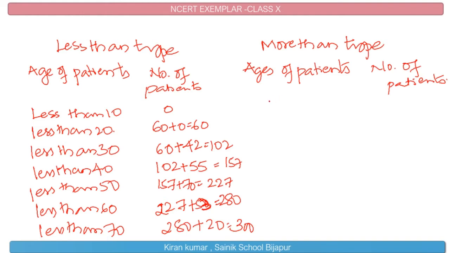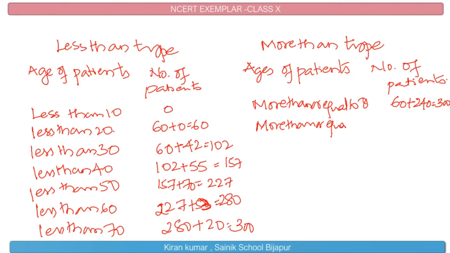Towards more than type, I have to consider more than or equal to 0. More than or equal to 0, it includes all the patients. So 60 added to 240, it is 300. More than or equal to 20, it is 42 added to 198, 240.